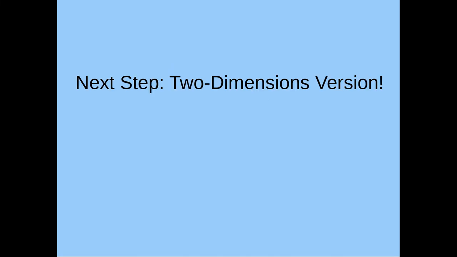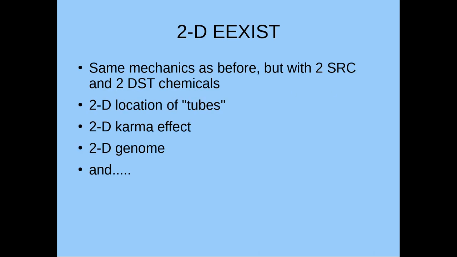Then a few months ago, I started on the next step, which was a two-dimensional version of EEXIST. Because we see the world through this two-dimensional lens, and EEXIST is really one-dimensional. It's a big line of these tubes. So, same mechanics as before, but now you need an X and a Y coordinate to address source and destination. So we have 4 chemicals, 2D locations of these chemical tubes, karma is a 2D effect, the genome is 2D. Everything not just doubles, but goes N squared now.